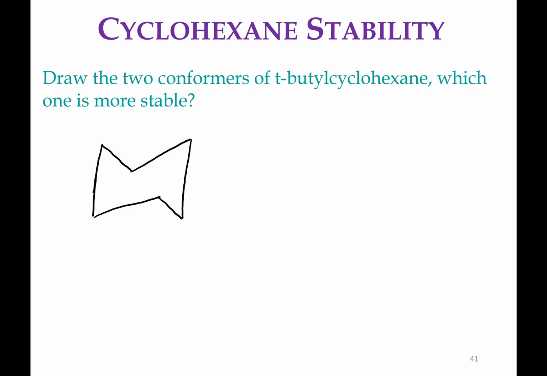Close enough. Okay. So we'll draw two of those. Close enough. All right, so we can have it in the axial position or in the equatorial position. And we need to know which one is more stable.